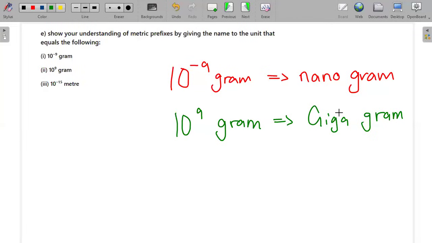Anyone who can remember? What is 10 to the power 15? Hello? Anyone who can remember, what is the prefix for 10 to the power minus 15?